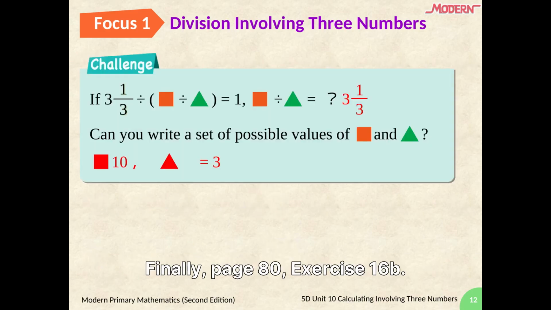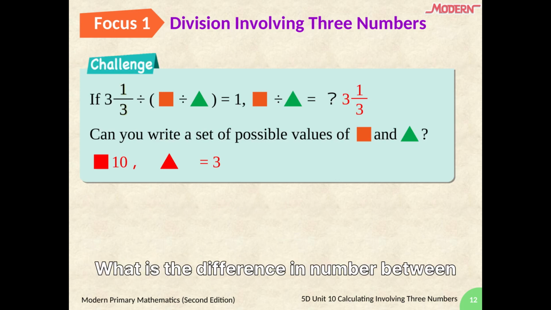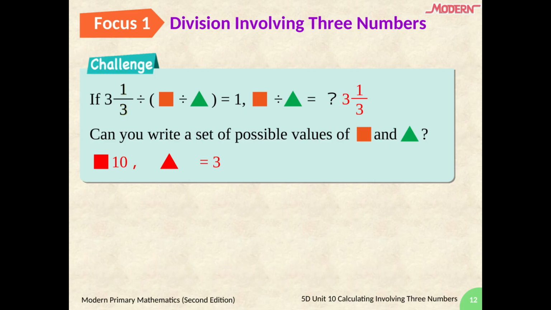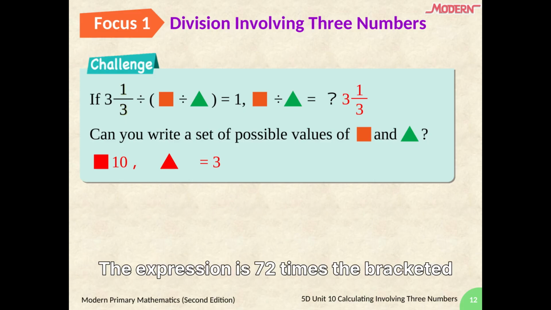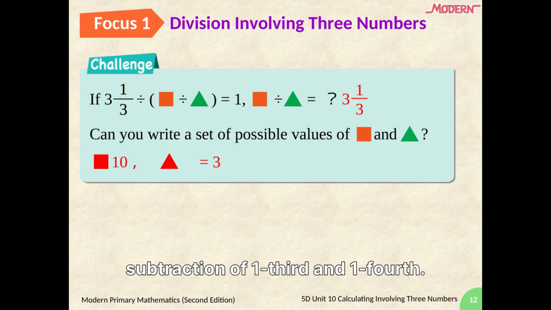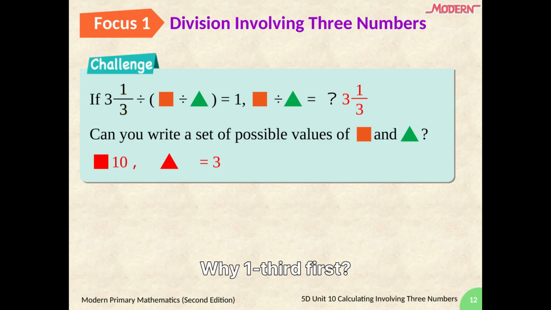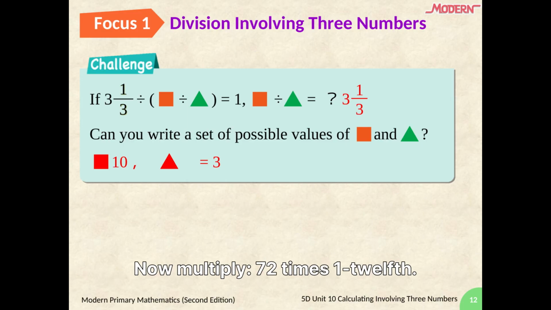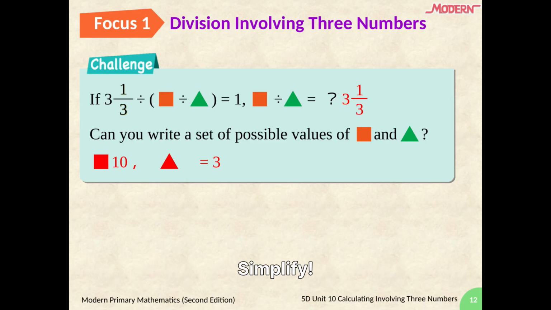Finally, page 80, exercise 16B. What is the difference in number between yesterday and today? We use our subtraction know-how. The expression is 72 times the bracketed subtraction of 1/3 and 1/4. Why 1/3 first? Because it's the larger fraction. 4/12 minus 3/12 equals 1/12. Now multiply 72 times 1/12. Simplify. 72 divided by 12 is 6. The difference is 6 eggs.